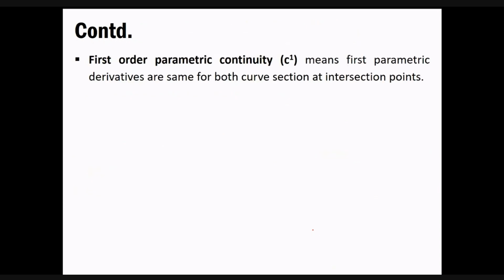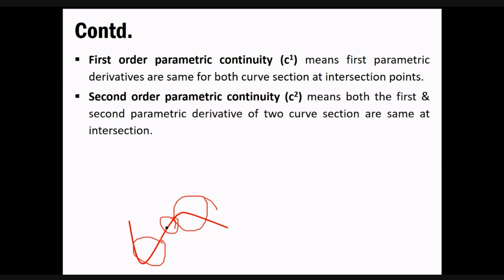Similarly, first order parametric continuity, that is C1. It means the first parametric derivatives are the same for both curve sections at the intersection point. The first order derivative of the first curve section and the first order derivative of the second curve section, where they meet, are the same. If this is the case, it is first order parametric continuity. It could be some value that defines all of this.